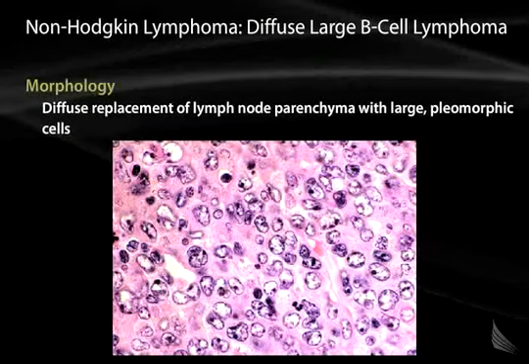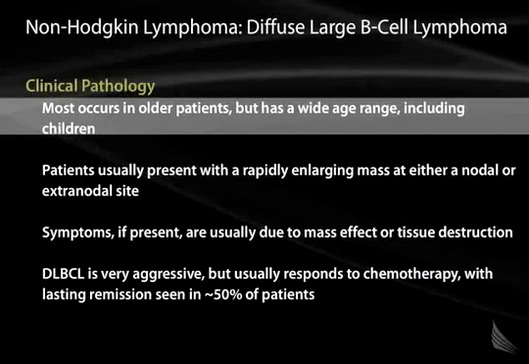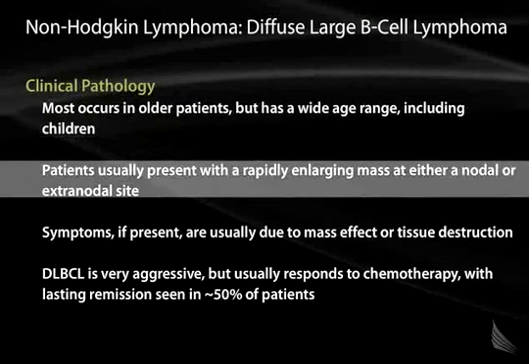Diffuse large B-cell lymphoma causes diffuse replacement of the lymph node parenchyma with large pleomorphic cells. So it is, as it is described, a diffuse large B-cell lymphoma. It is more common in older patients, but does have a wide range of ages, including children to adolescents, up to even folks in the early elderly age.